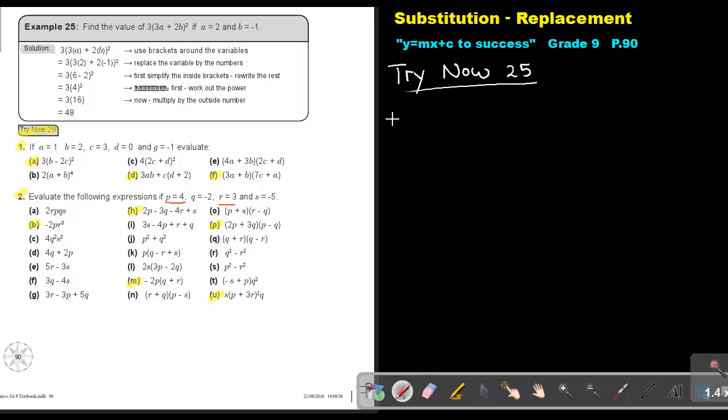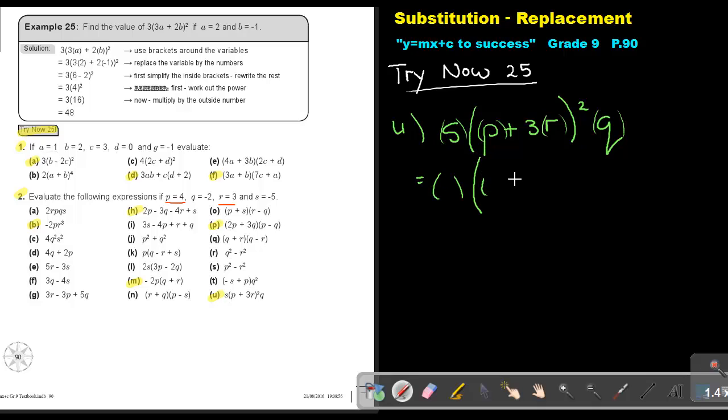Number U. So it's s bracket p plus 3r. Okay, remember small bracket, small bracket, small bracket, small bracket. Okay, so let's start. Small bracket, big bracket, small bracket plus 3, small bracket, big bracket 2, small bracket q. So in the place of s, it's negative 5. In the place of p, it's 4. In the place of r, it's 3. And in the place of q, it's negative 2.